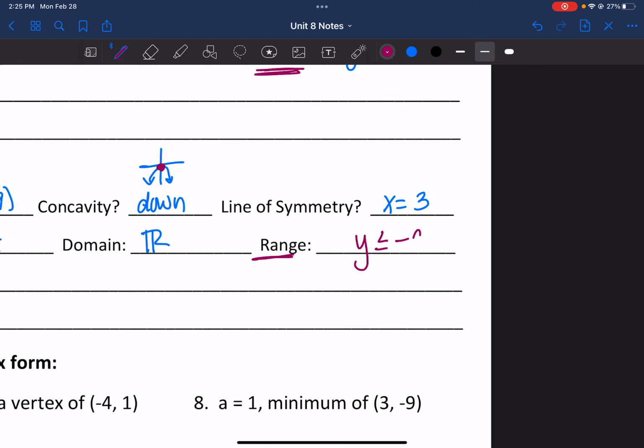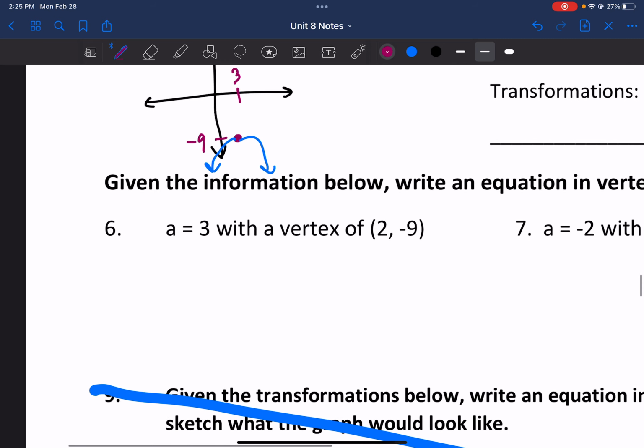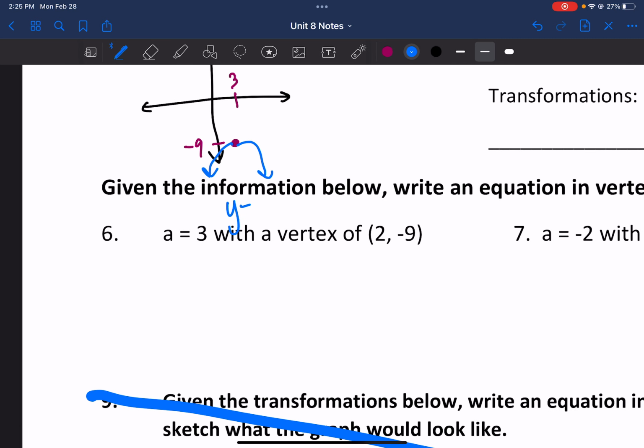All right, so let's do 2 more examples at the very bottom, and then you guys are done for this video. Again, this is vertex form, and this vertex form is basically how to find the vertex from the function they give us and the other information. Okay, so given the information below, write the equation in vertex form. Reminder, this is what vertex form looks like.